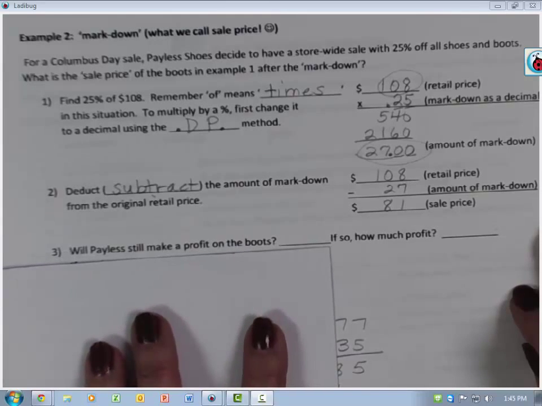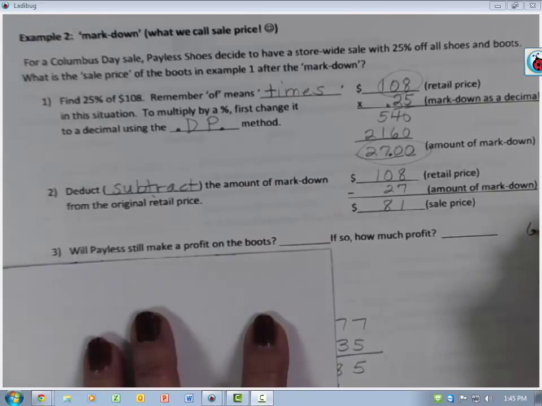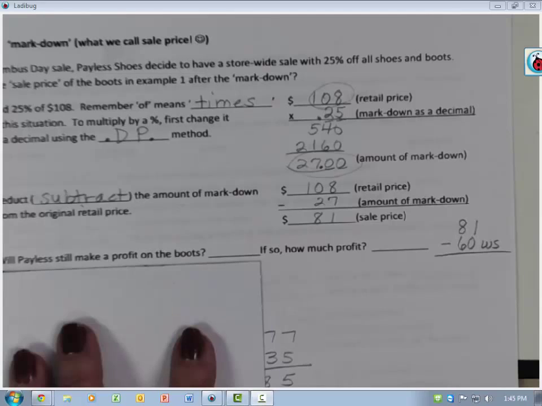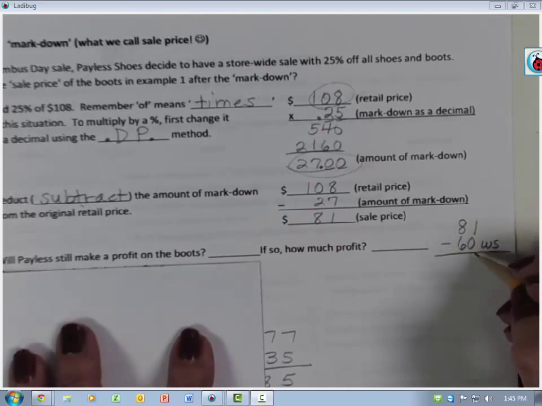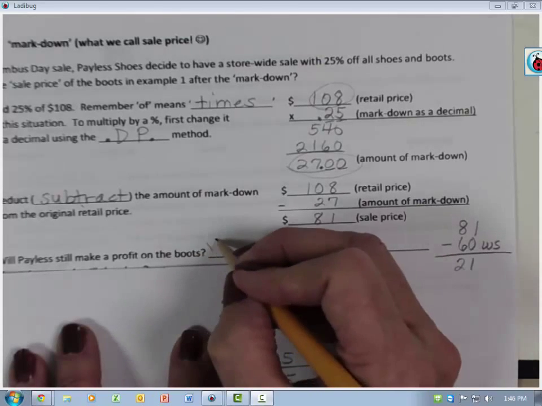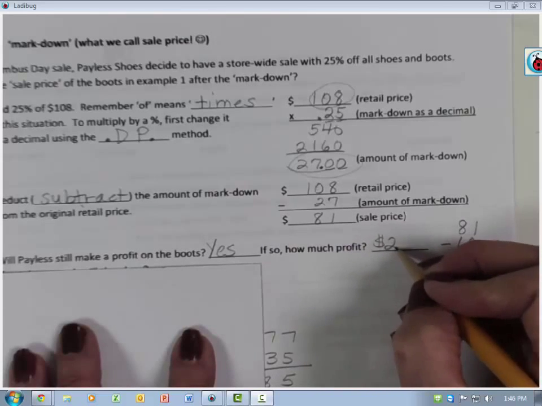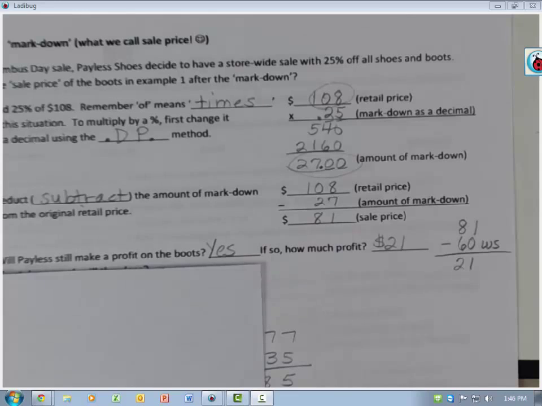Will Payless still make a profit on the boots? Well, let's stop and think about what they paid for those boots originally. What was their wholesale cost? Turn back over on the front to see what their wholesale price was. It was $60 was their wholesale. And they sold the boots, even on sale, for $81. So are they going to have a profit still? Yes, 1 minus 0 is 1, 8 minus 6 is 2, and so they're going to make a profit. They're still going to make $21 on each pair of boots, even when they're on sale.